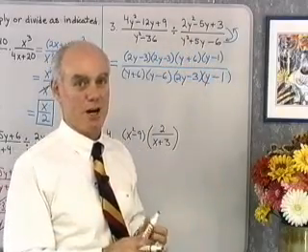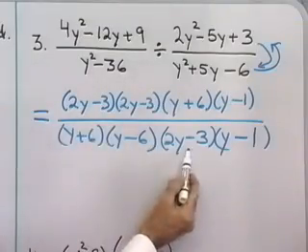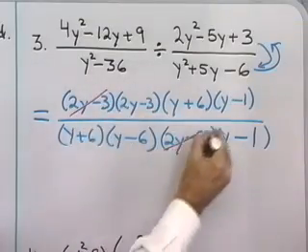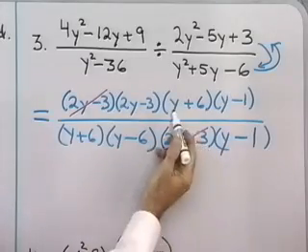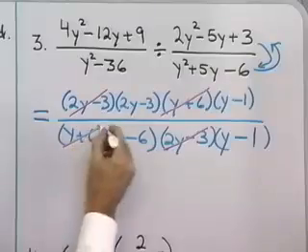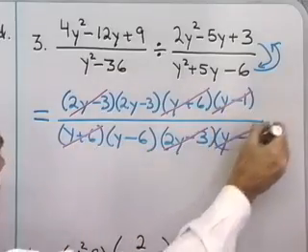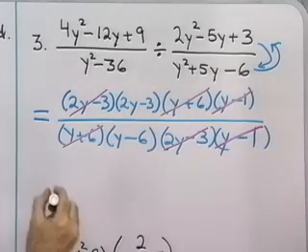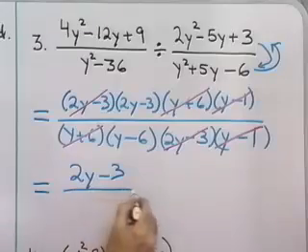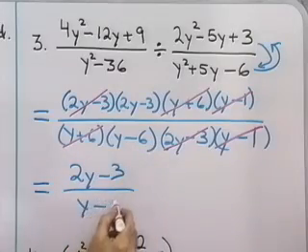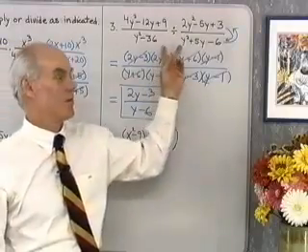All we have left to do now is to divide out common factors. Let's see, here's a 2y minus 3 and a 2y minus 3. Let's divide those out. Another 2y minus 3, I don't see any other ones. A y plus 6, there's one of those. And then a y minus 1 and a y minus 1. Those divide out. What's left in the numerator is 2y minus 3, and in the denominator, y minus 6. So there's the reduced version of this quotient right here.